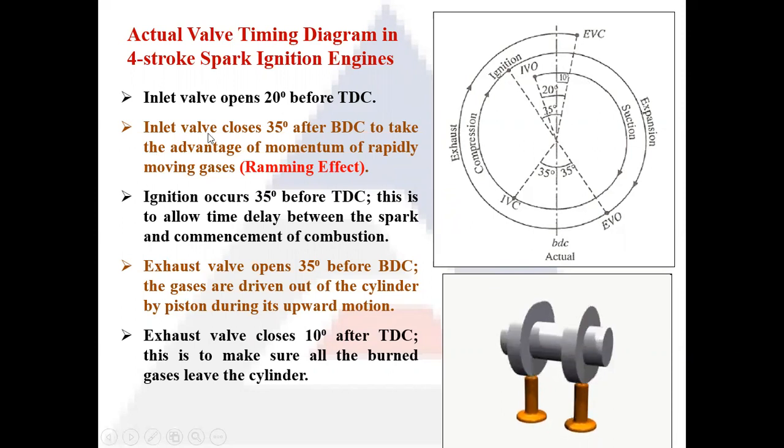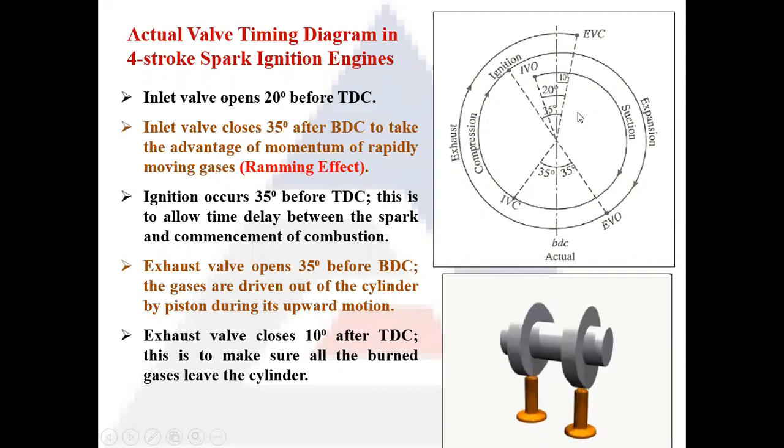And then the closing, that is IVC, which was at the bottom dead center or BDC in your ideal cycle, is shifted towards the left. So the inlet valve is closing 35 degrees after the bottom dead center. Here you can see that the inlet valve and the exhaust valve are not opening at the dead centers, but the inlet valve is opening 20 degrees before the top dead center, and the inlet valve is closing 35 degrees after the bottom dead center.